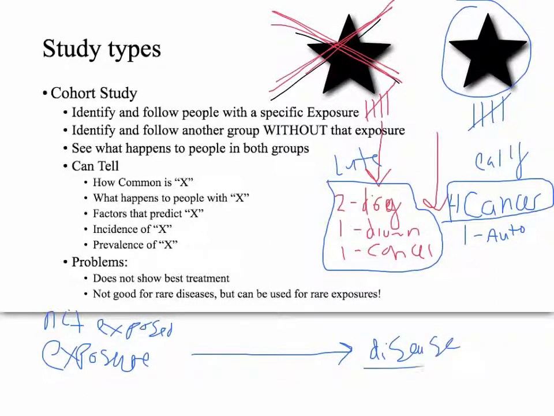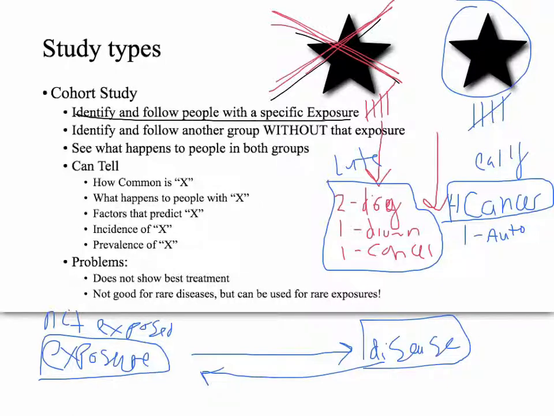So the disease is unknown and the exposure is known. It's the exact opposite of the case control. In the case control, you start with the disease and go back towards the exposure. In the cohort, you start with an exposure and follow these people for long periods of time. So let's read: identify and follow people with a specific exposure. Identify and follow another group without that exposure. See what happens to people in both groups.